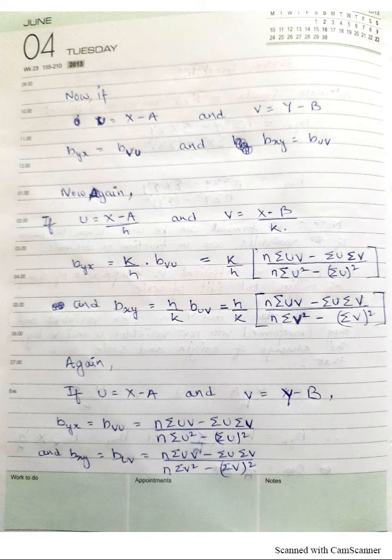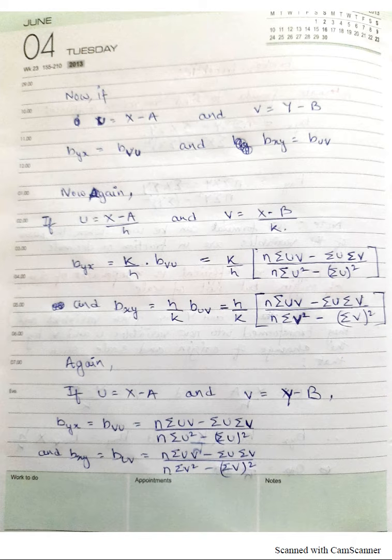Now let's say if in case we only change the origin of x, that is u is equal to x minus a, we haven't changed the scale of x, that is we haven't divided it by anything. And let's say we have changed the origin of y by a value b, that is v is equal to y minus b. We haven't again changed the scale of y, that is we haven't divided y minus b by anything.